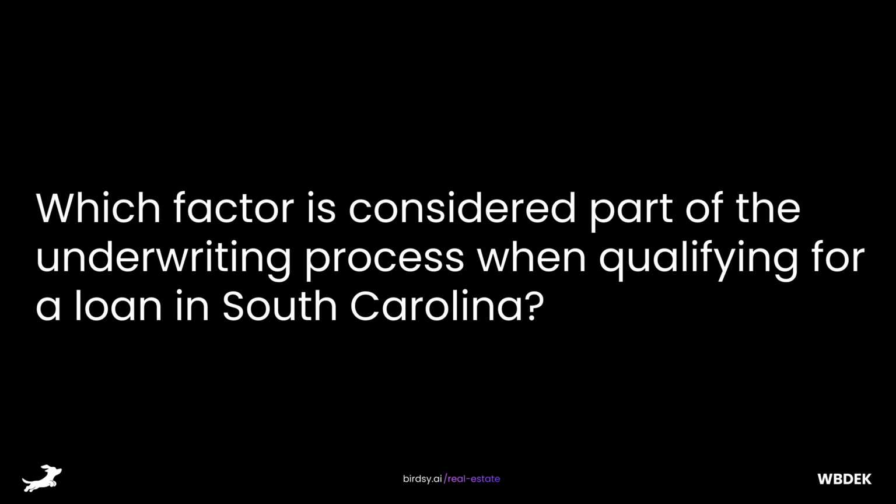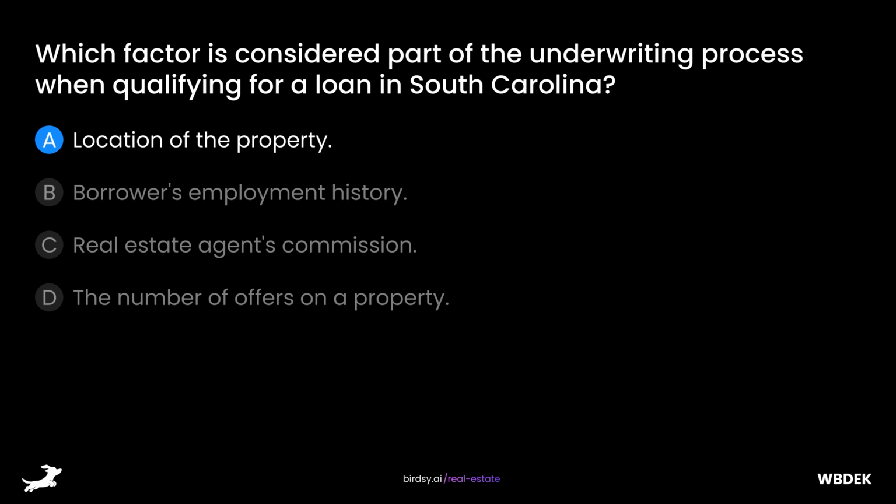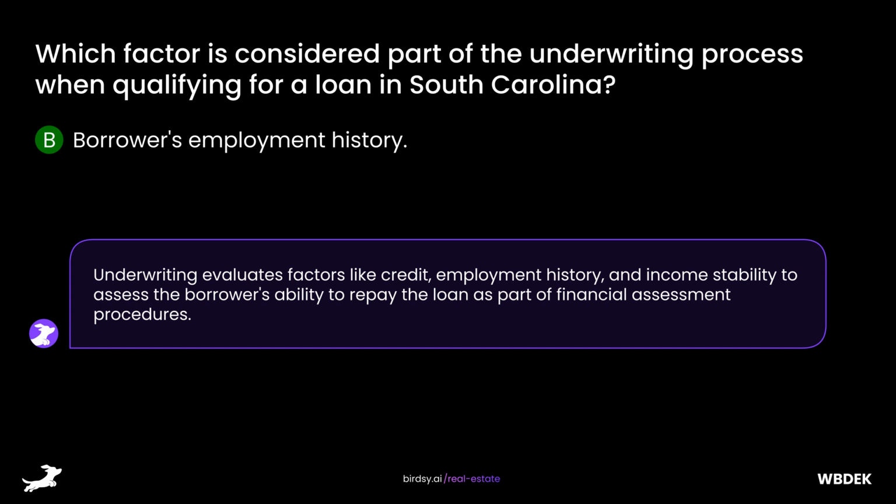Which factor is considered part of the underwriting process when qualifying for a loan in South Carolina? Is it A, location of the property, B, borrower's employment history, C, real estate agent's commission, or D, the number of offers on a property? The answer is B, borrower's employment history. Underwriting evaluates factors like credit, employment history, and income stability to assess the borrower's ability to repay the loan as part of financial assessment procedures.